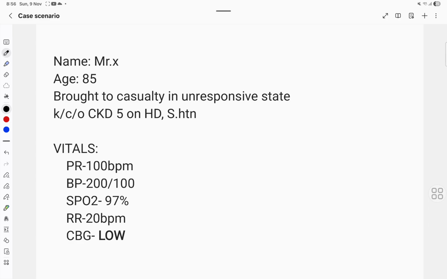his vitals, pulse rate is around 100 beats per minute, BP is around 200 by 100 millimeter of mercury, SpO2 is 97%, respiratory rate is 20 breaths per minute, and CBG shows low. And remember, this patient is non-diabetic. So the first question that comes to your mind: why would a non-diabetic CKD patient develop hypoglycemia?